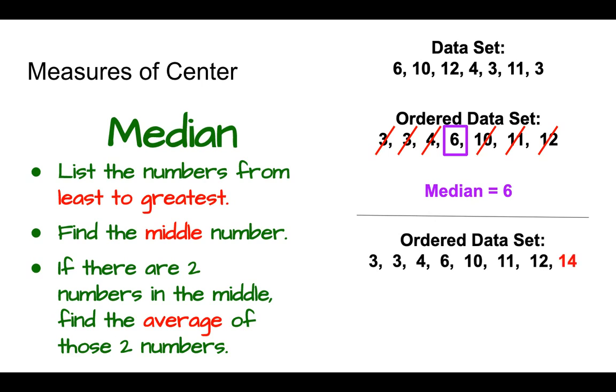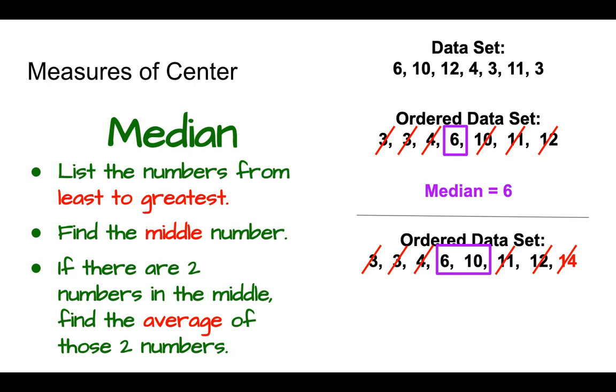If we take that same data set but add another point for 14, we have 8 data points instead of 7. Because we have an even number of data points, we're going to have to move to step 3 of finding the median and find the average of those two numbers. So if we cross out 3 and 14, 3 and 12, 4 and 11, we have two middle numbers, 6 and 10. We're going to find the average of those two numbers.